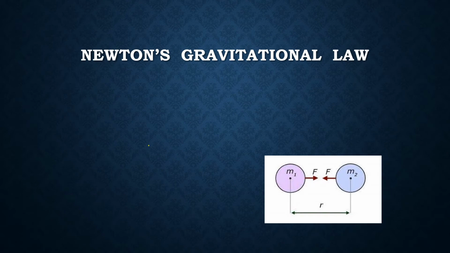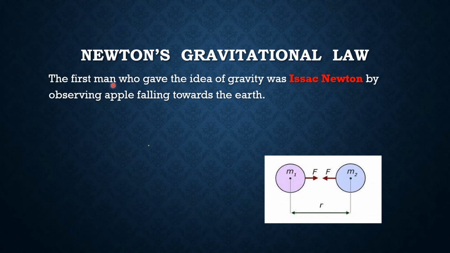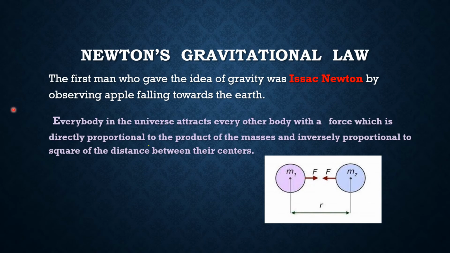So what is Newton's gravitational law? Isaac Newton was the first man who gave the idea of gravity by observing an apple falling towards the earth. Before going to Newton's gravitational law, let's take an example of two bodies having masses m1 and m2 and separated by distance r. Both exert force on each other. Now, let's define Newton's gravitational law.